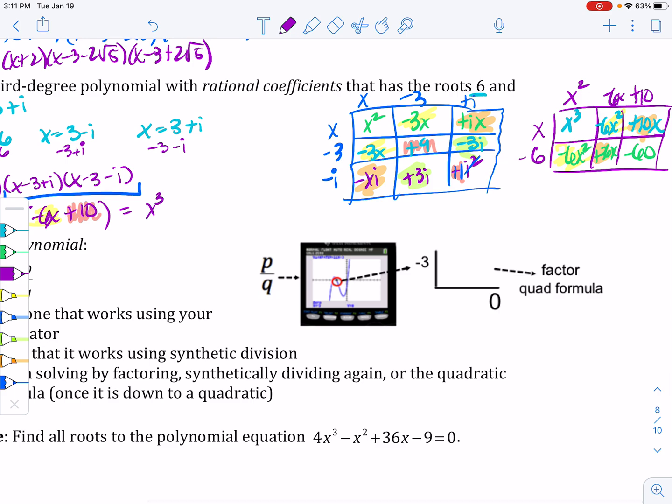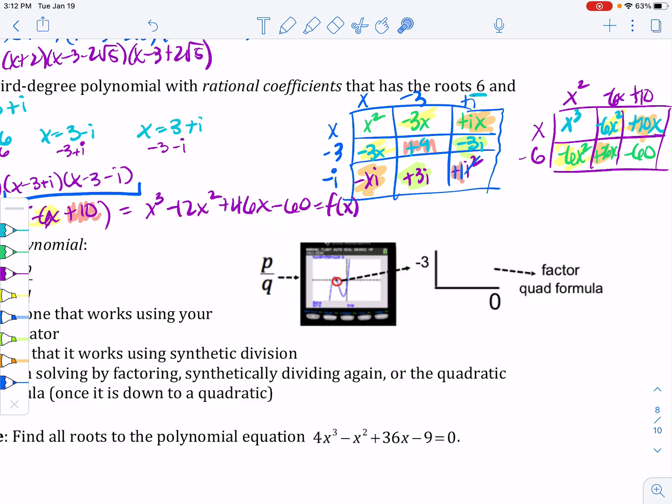Negative 6 and negative 6 is negative 12 x squared. What is that number? 36? Yes, 36 and 10 is 46. And then minus 60. So that would be the equation of our polynomial.